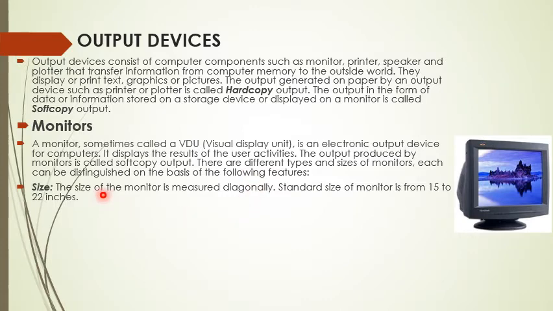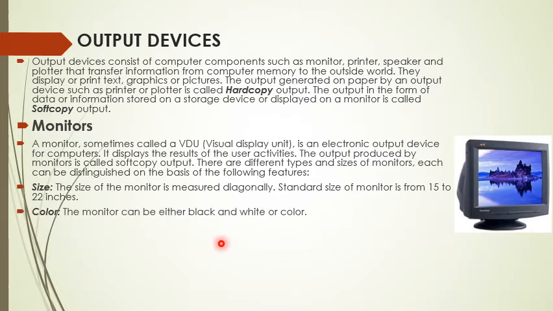First one, size. The size of a monitor is measured diagonally. What is diagonal? Let me show you. This is your monitor, and the diagonal is just like this, crosswise. So if you say my monitor is a 15-inch monitor, it will be 15 inches in the diagonal, not horizontal, not vertical. The standard size for monitors is from 15 to 22 inches. We have 23 inches also. It depends upon which one you are using.